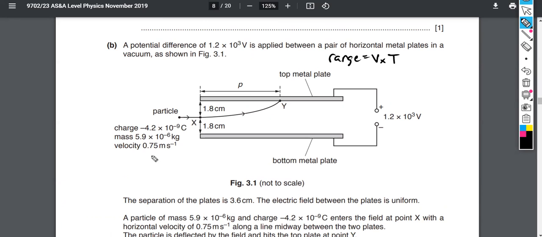And we're given vx, and they ask us to calculate t. So as soon as we know the time, we'll be able to calculate p very readily by just multiplying whatever we get for t by 0.75. So we know how to calculate that one. The troublesome thing is, how do we calculate time?